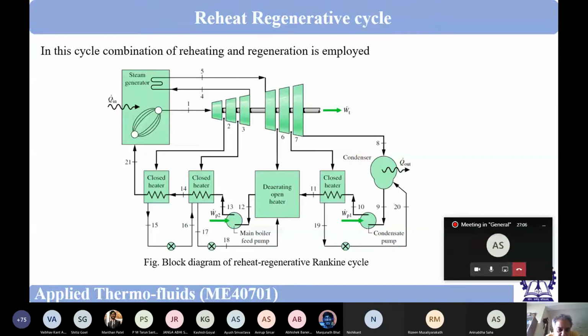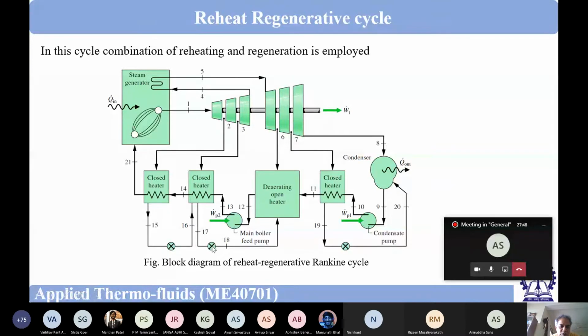Now, let us look into the closed water heater. So this is a closed heater. Here you see in the open heater, we are not showing any internal. But in the closed heater, we are showing the feed water going and steam coming, but with no direct mixing. So what will happen? The steam will condense, but it will not mix with the feed water. Here the pressure is high, we have taken a high pressure region. And then we are getting water or condensate, which is also at high pressure.